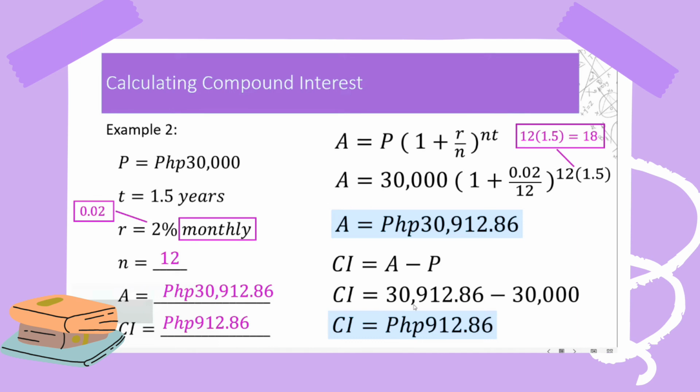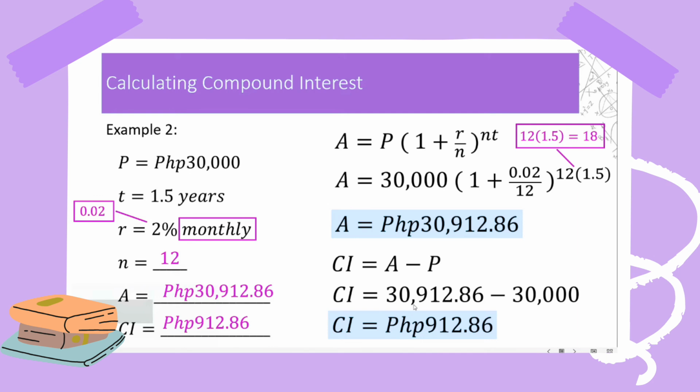For example 2, ito yung mga given. Principal or starting amount is equals to 30,000 pesos. Time is 1.5 years. Rate is equals to 2% compounded monthly. Since monthly siya, ibig sabihin, interest is added 12 times a year. So, N is equals to 12.